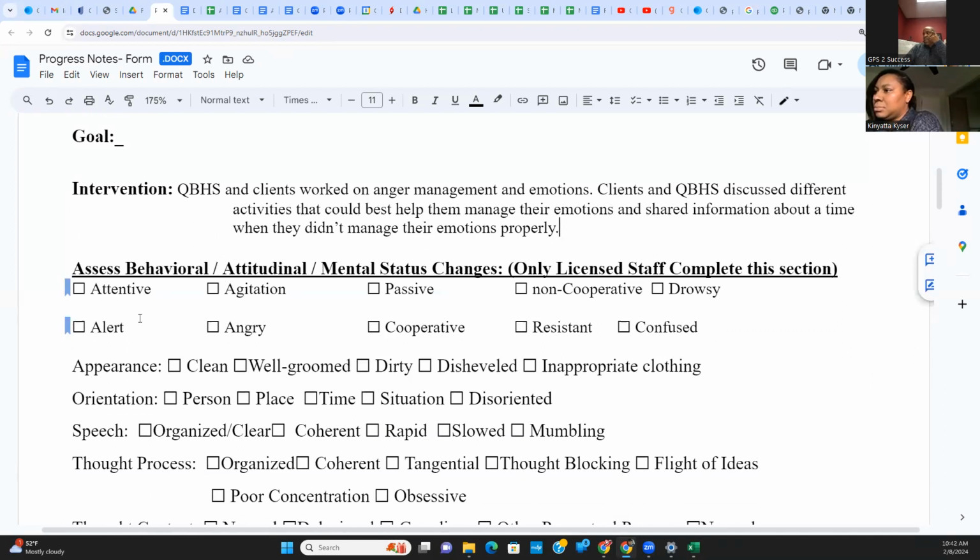Only licensed staff, but he was attentive and he was alert. Each kid gets one of these for that day. You can use the same one, but the note will be the same for everybody, but how they responded may be different. Some kids might be passive, they may be angry, agitated, maybe confused and you have to redirect them.